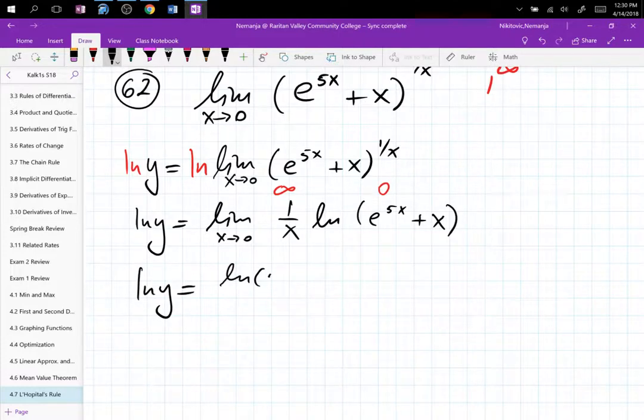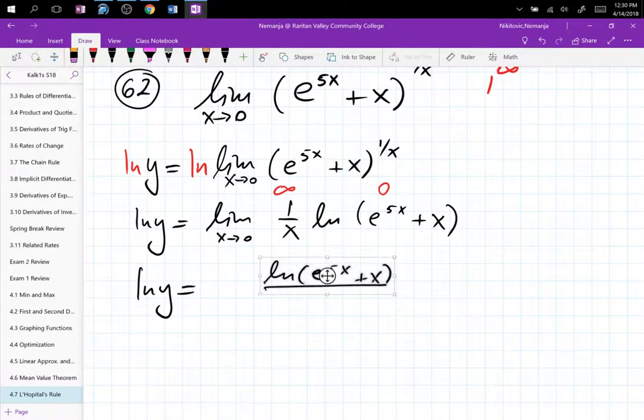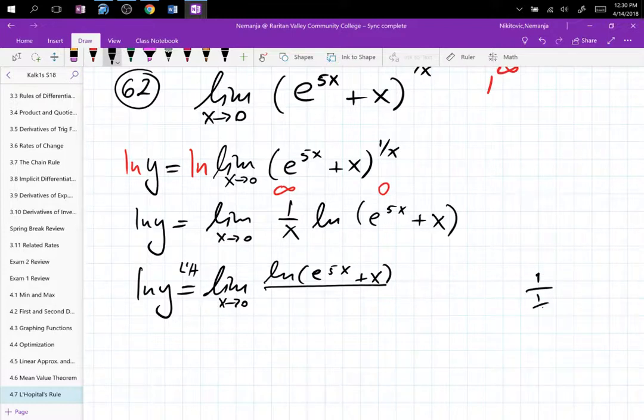So ln of e to the 5x plus x divided by... hold on. Oh, I forgot the limit, that's why. Limit x goes to 0. So this stays as is over here. Oh, I forgot the L'Hopital. I lost 2 points over there. So you have 1 over x.